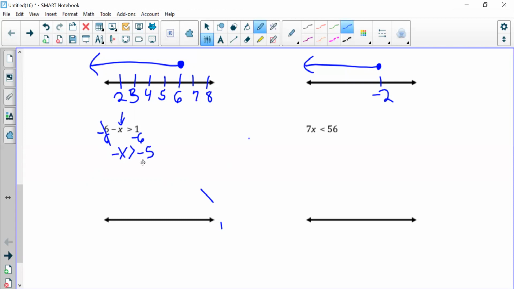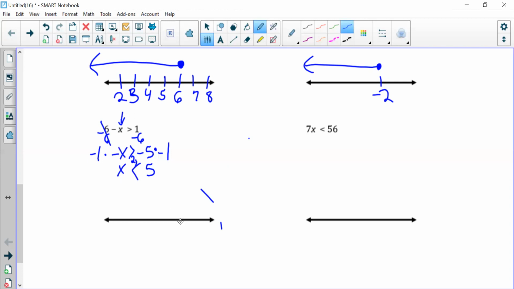But remember what I said, only positive x's. So in order to make this positive, we've got to multiply both sides by negative 1. So x, and negative 5 times negative 1 gives me a positive 5. And remember what I said, anytime you multiply or divide by a negative number, you've got to flip that operator. So it was greater than, it now becomes less than.